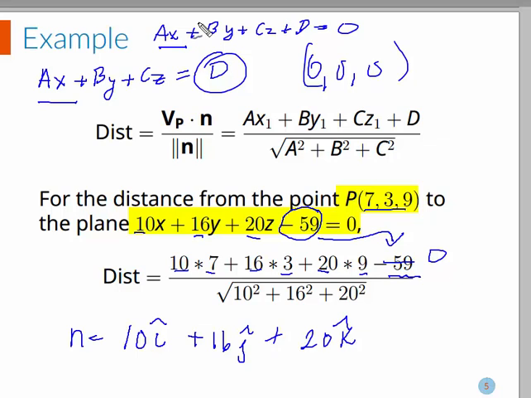So that is the expression for the distance from a point to the plane. Again, the shortest distance is in the direction of the normal, and that involves a dot product. But once you've worked through the steps, you can use the formula that's shown here.